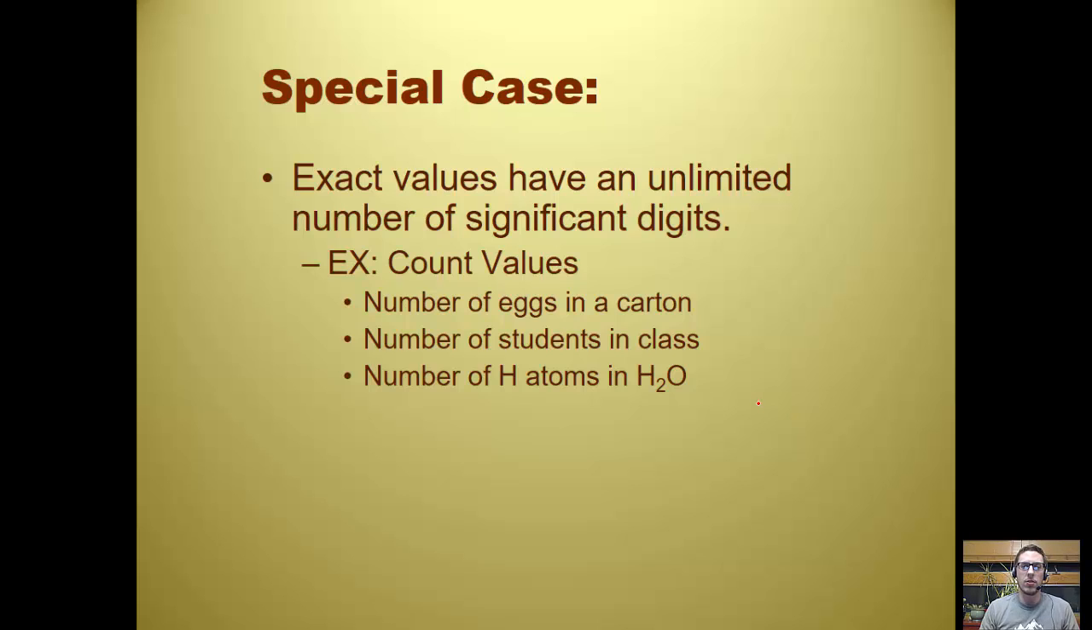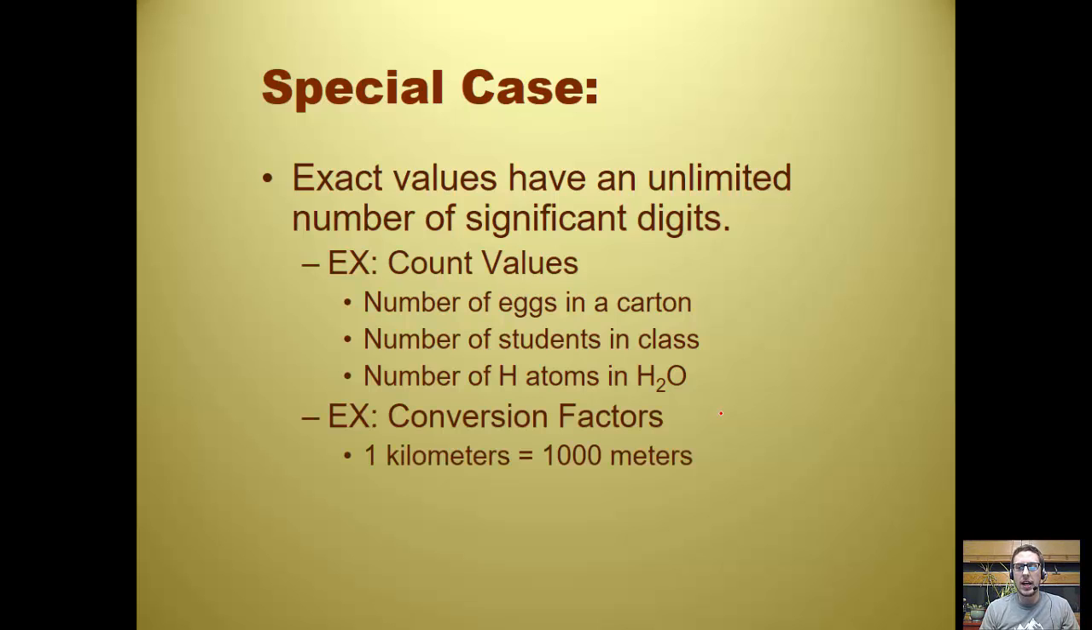Anytime we have count values, so the number of eggs in a carton, the number of students in a class, or the number of hydrogen atoms in H2O, we can count these. 12 eggs. There's always going to be exactly 12 eggs, but it's 12.000000000 eggs. Infinite number, unlimited number of significant digits. Students in a classroom, we know exactly the number in a given class. Period 6, 13 students, always going to be 13 students, so we know that is a count value.